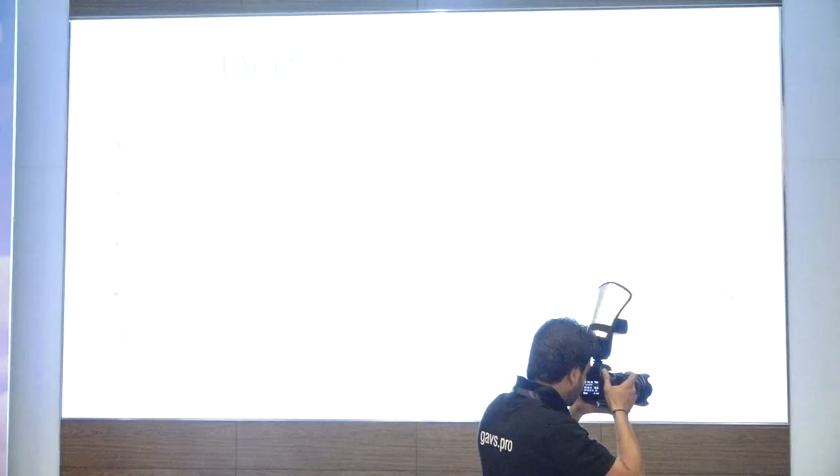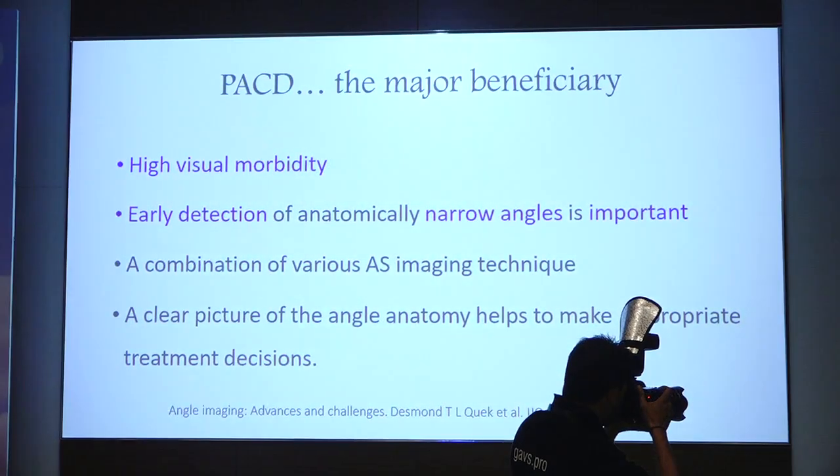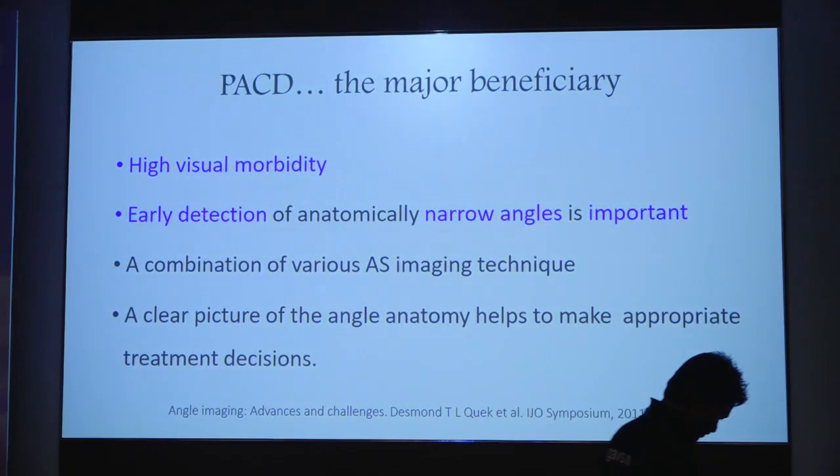Good afternoon, all. At the outset, I would like to thank Dr. Mayuri for giving me this opportunity. So I will basically summarize whatever we had seen from the last 5 speakers. What is the current day status? The major beneficiary is definitely angle closure disease, which has high visual morbidity. And we all know that the early detection of anatomically narrow angles is important because a combination of various anterior segment techniques gives us a clear picture of the anatomy that helps to make appropriate treatment decisions.